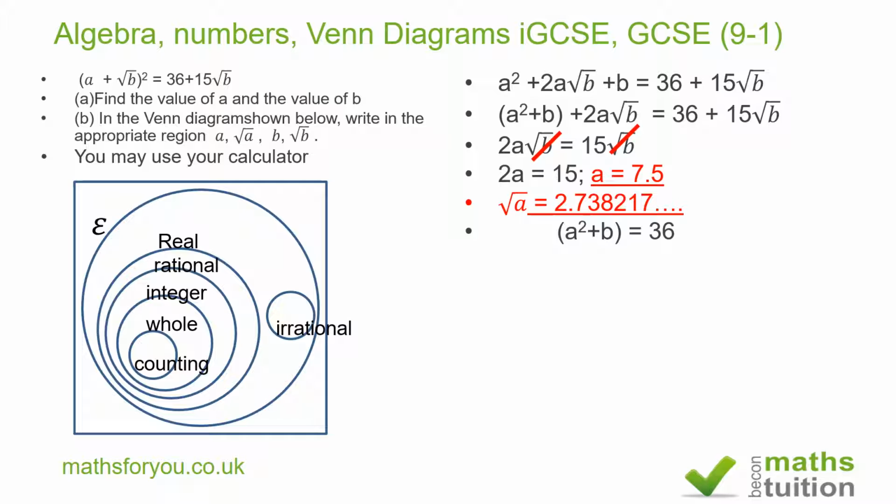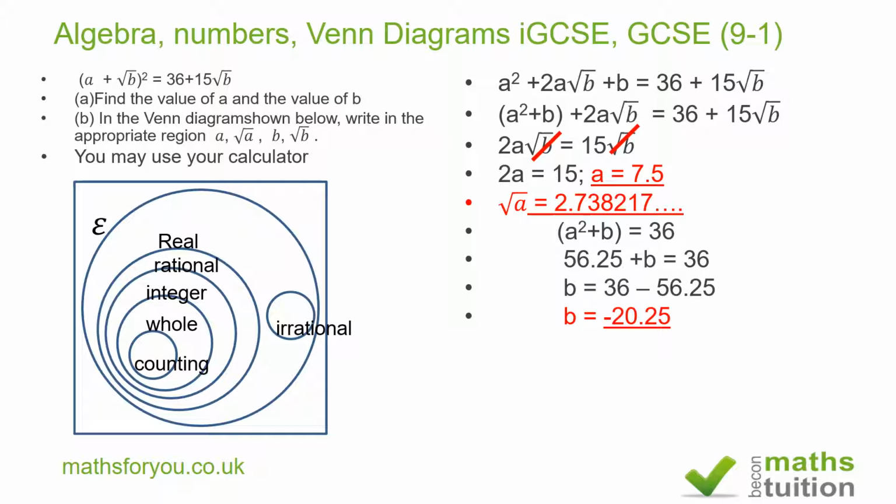Now, a squared plus b is 36, because we know that 2a root b is equal to 15 root b, so a squared plus b must be 36. Now, we know that a is 7.5, so a squared must be 56.25. So we then have that 56.25 plus b is equal to 36. So b has a value of 36 minus 56.25, and b has a figure of minus 20.25.